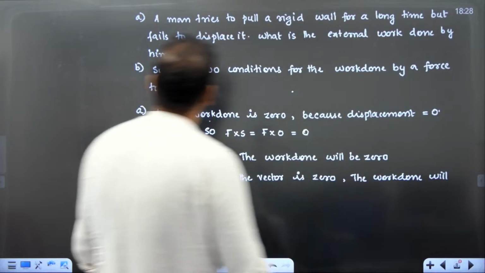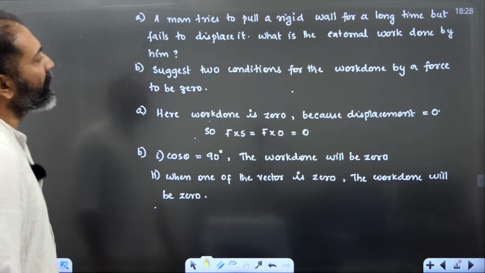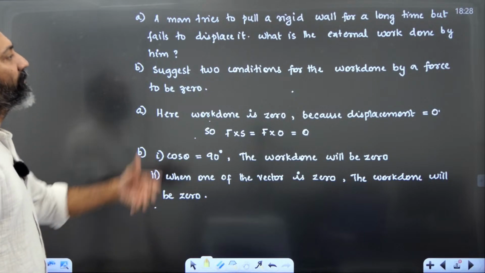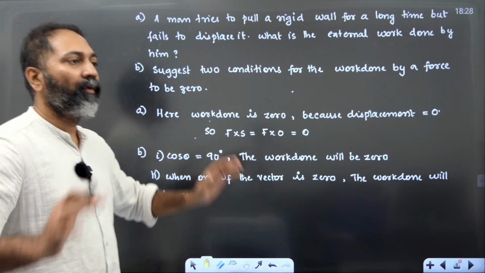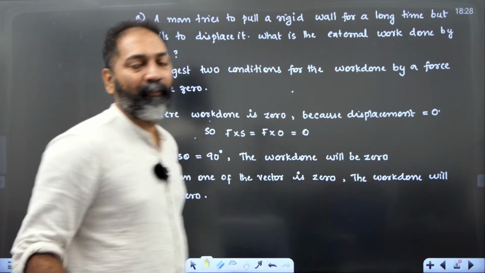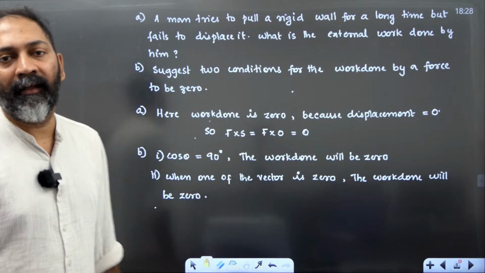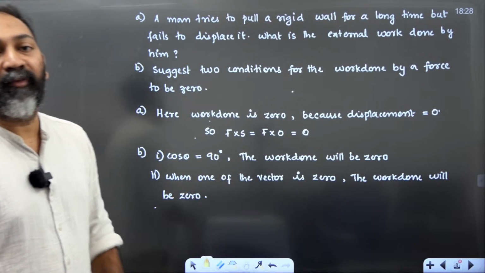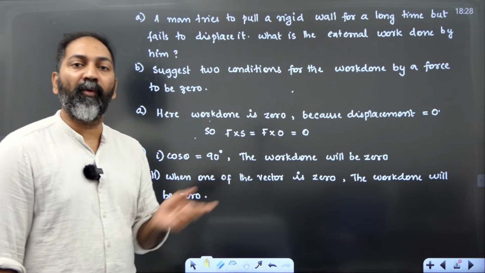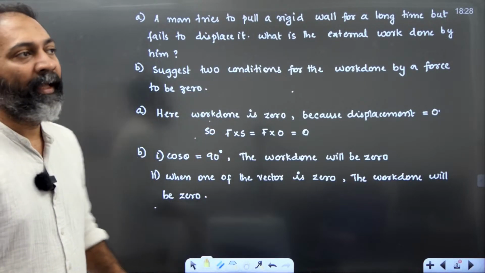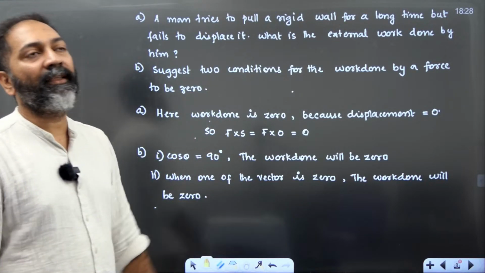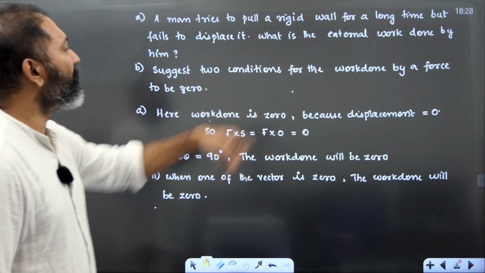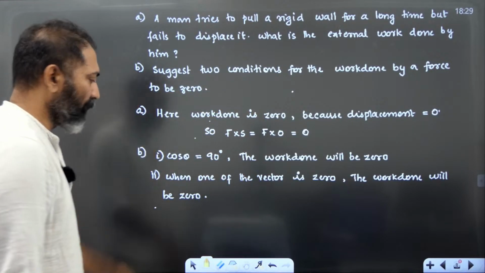Next. A man tries to pull a rigid wall for a long time but fails to displace it. What is the external work done by him? The man pushes a wall for a long time, but the wall does not move. So what is the work done? The answer is 0, because without displacement, applying a force does not do work. Both force and displacement are needed. There is force, but there is no displacement. Suggest two conditions for the work done by a force to be 0.